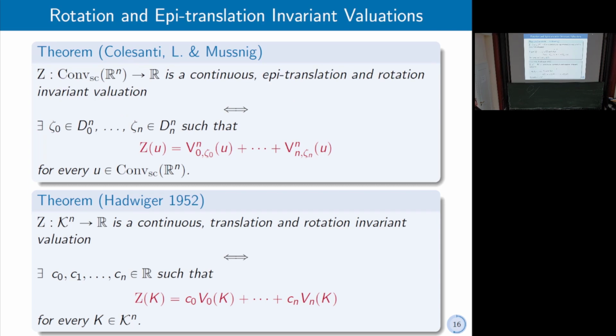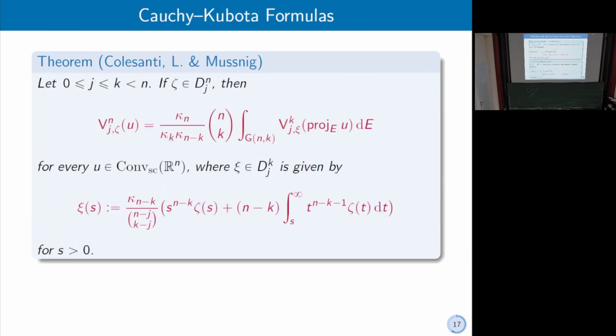So this is the Hadwiger theorem, now the functional version. And now let me return to the question I started with. We can now do Cauchy-Kubota formulas. So this is just, everything is replaced by the equivalent notion. And we have these formulas. And this holds for all convex functions.